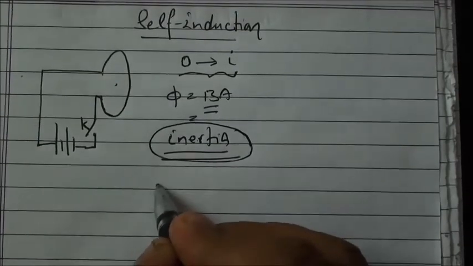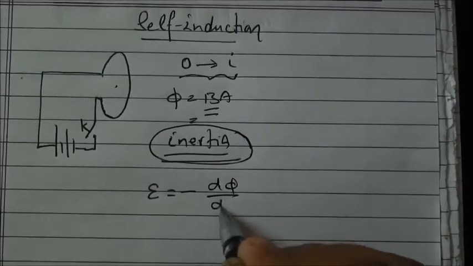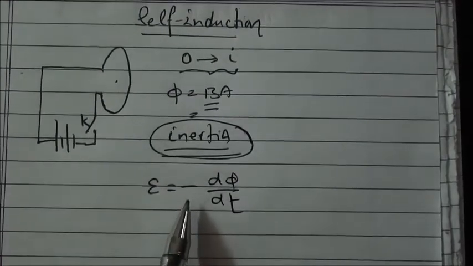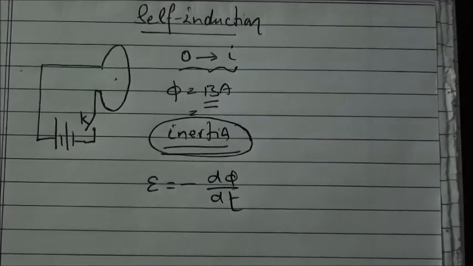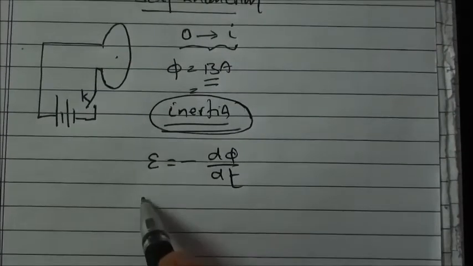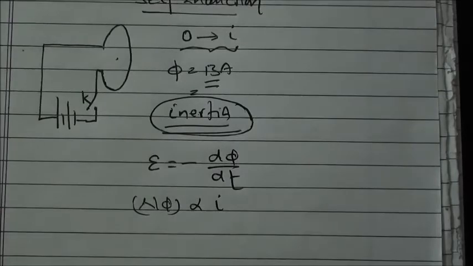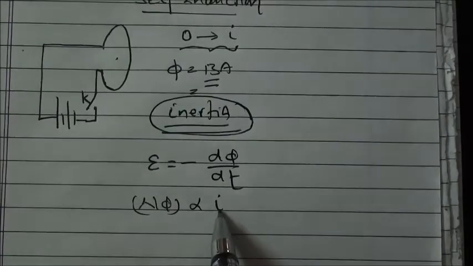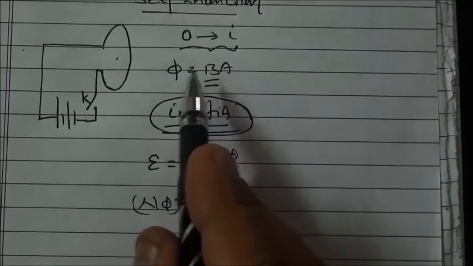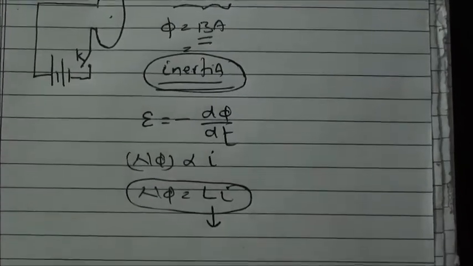And how much is the induced EMF? We have already done it. It is minus d phi by dt, where the negative sign tells us about the direction of the induced EMF. Now, flux is proportional to current. Right? When current increases, the magnetic field increases, and magnetic field increases means flux increases. Now this constant of proportionality here is called the coefficient of self-induction.